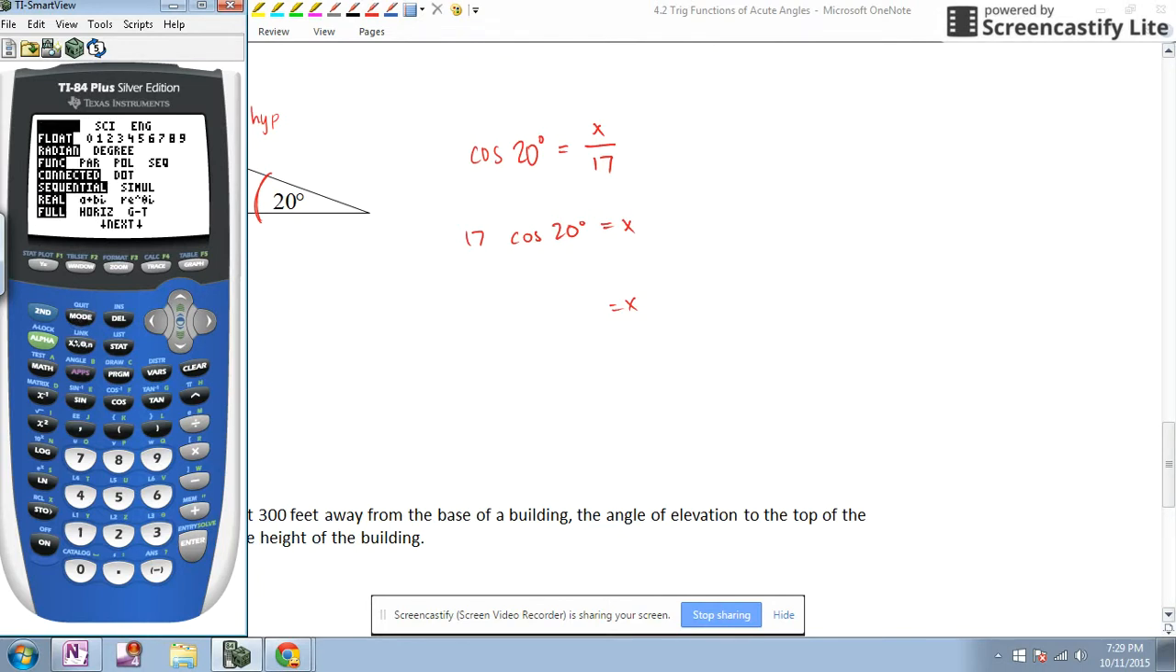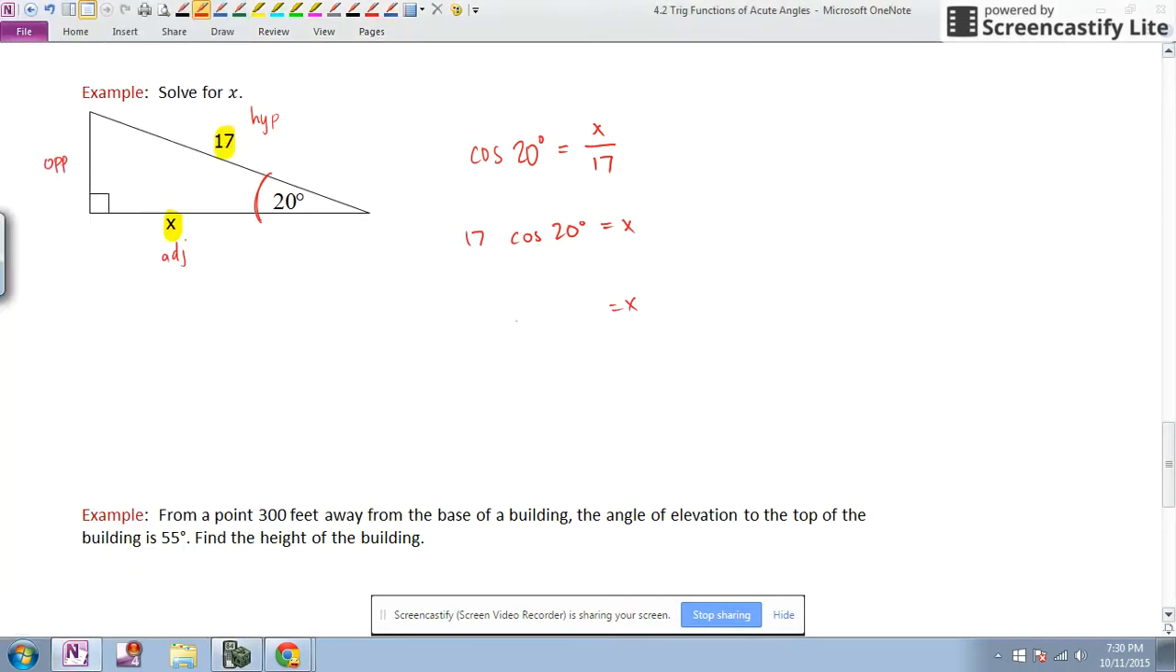Mode. Oh, I was in radians. So it just treated that as cosine of 20 radians, not 20 degrees. So let me go down. Let me hit enter. Let me quit out and hit it one more time. Oh, it's 15.97. You see, I could have been totally misled if I'm not careful.